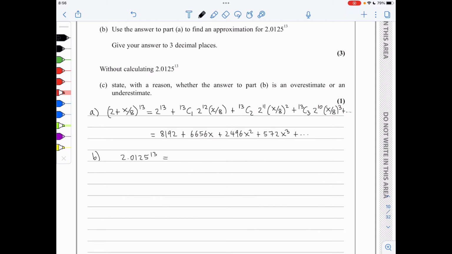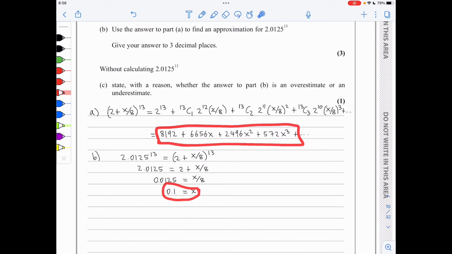I set it equal to (2 + x/8) to the power of 13, which means that 2.0125 is equal to 2 + x/8. So 0.0125 is x/8, which means that x must be 0.1. So in other words, if I substitute x to be 0.1 in this expansion, this will be giving me an estimate for 2.0125 to the power of 13.